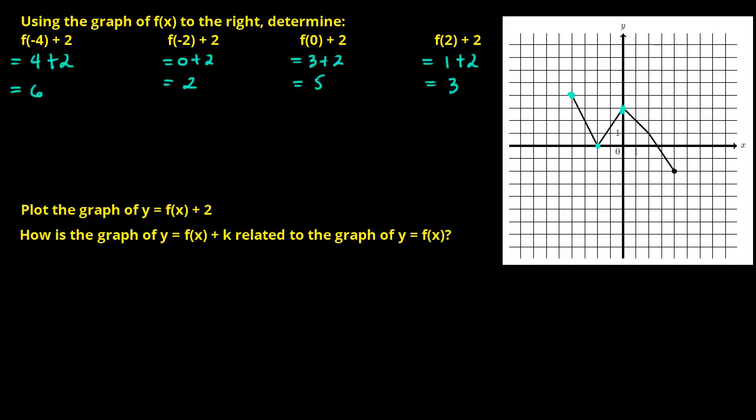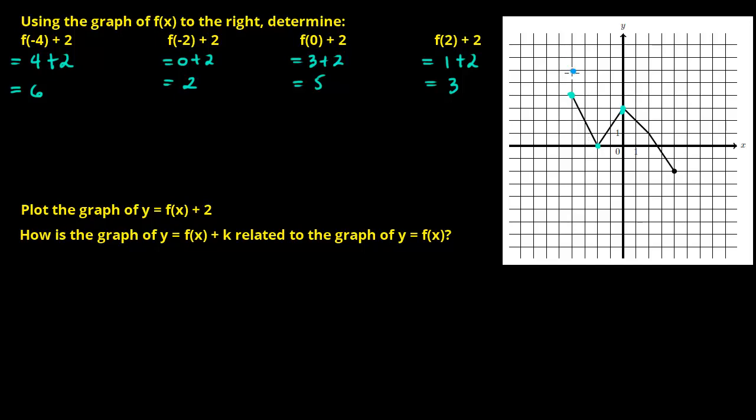So let's think about what we just did. When we evaluated each of these, each of the function values, and then added 2 to each of these values, I took the y value at each of the respective x values, and I just added 2 to them. So if we take f of x and we add 2, we're just adding 2 to each of the y values. So if I want to plot f of x plus 2, I can take each of the y values for each corresponding x value, and I can add 2 to them.